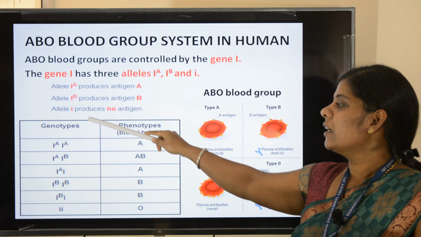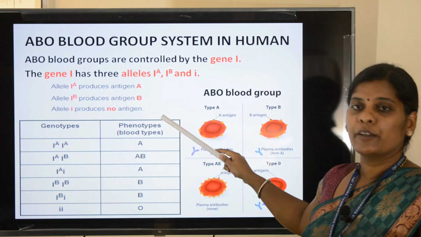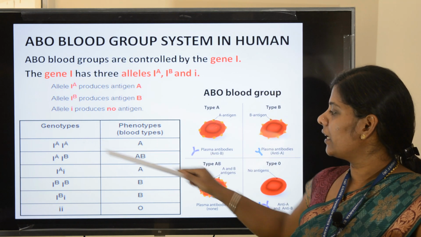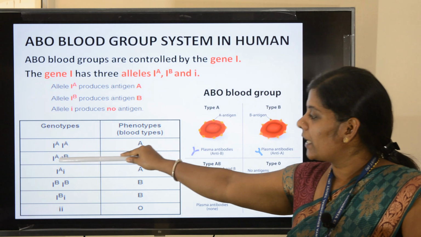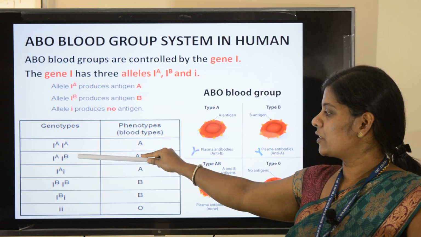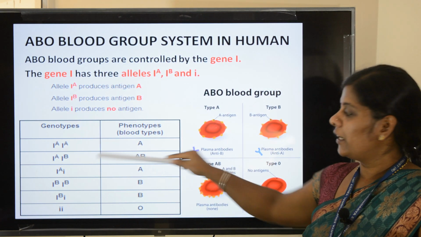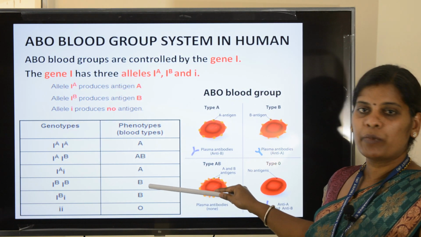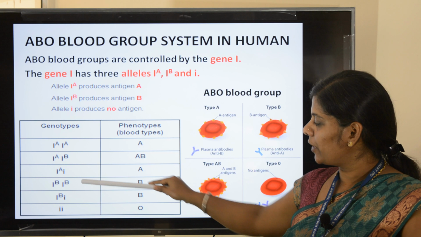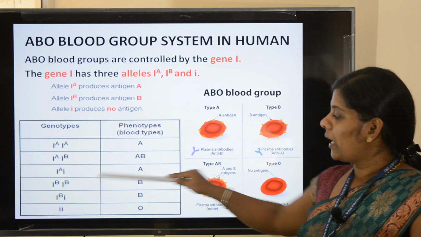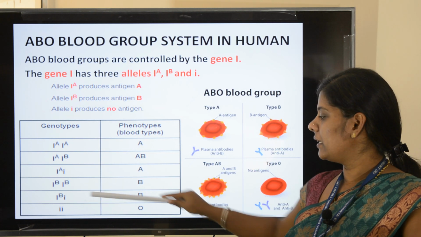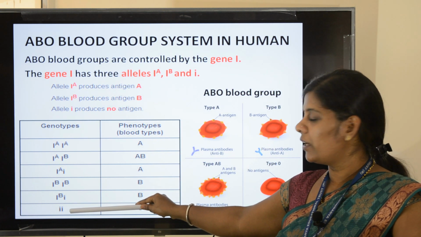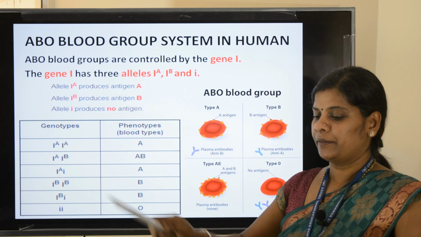So, here are the genotypes of the different blood groups. A blood group: homozygous IA IA, or heterozygous IA i. AB blood group: IA and IB both are expressed. B blood group: homozygous IB IB, or IB i. And O blood group: both the alleles are recessive, small i.